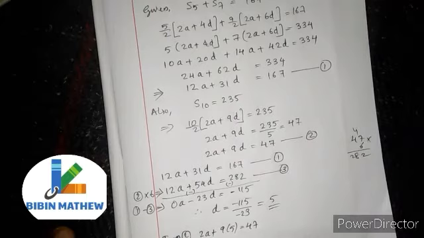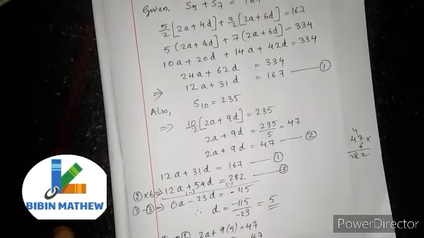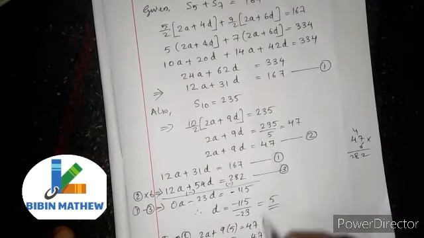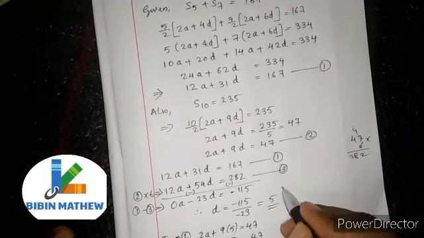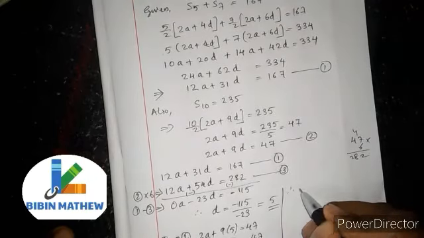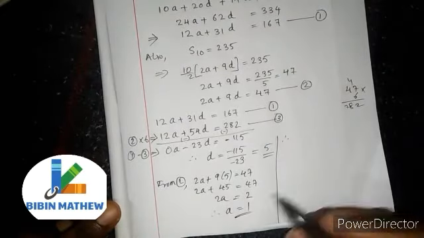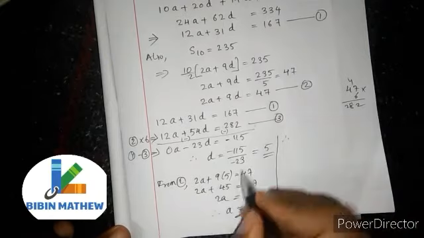I am taking equation number 2. Here I am substituting 5 in place of d. 2a plus 9 into 5 is equal to 47. So 2a plus 9 fives are 45, is equal to 47. Then 2a is equal to 47 minus 45. What is 47 minus 45? It is 2 itself. So 2a is equal to 2. That is what we are going to take. So from that, a is equal to 2/2. That is 1. You got the value of a.